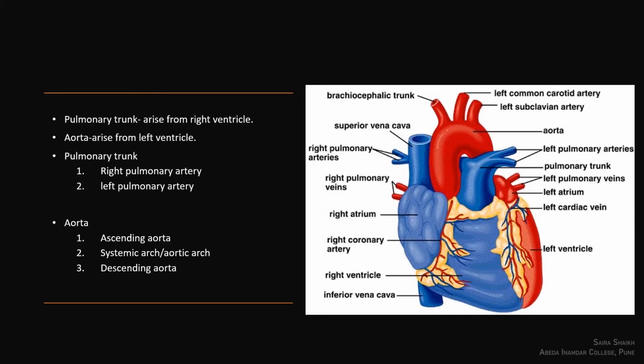From the ventricle, two trunks arise: one is the pulmonary trunk and another is the aorta. The pulmonary trunk again divides and gives two branches, one the right pulmonary artery and the second the left pulmonary artery. The aorta also divides and gives three branches. The first branch is the ascending aorta, the second is the systemic arch and the third is the descending aorta.